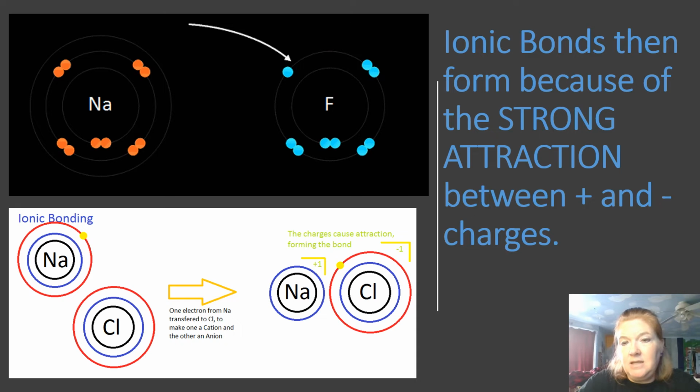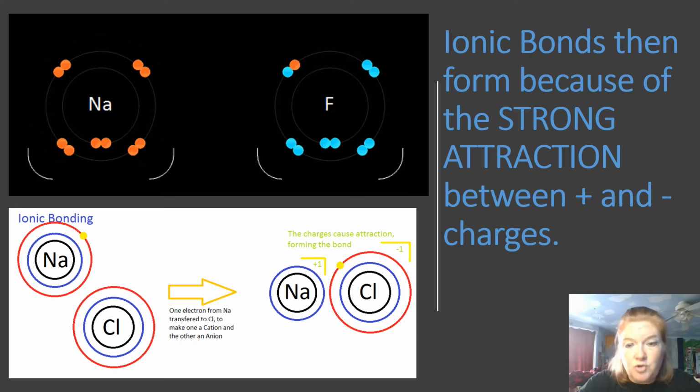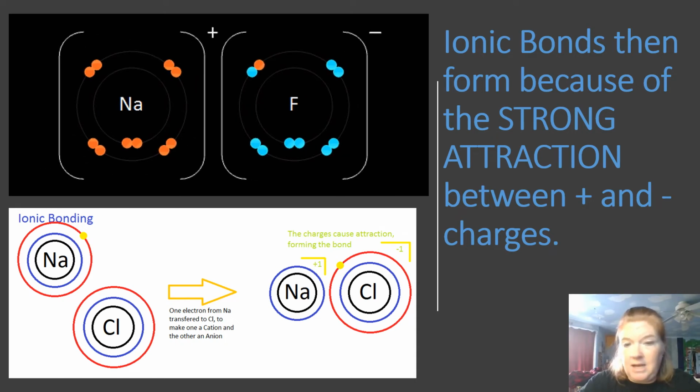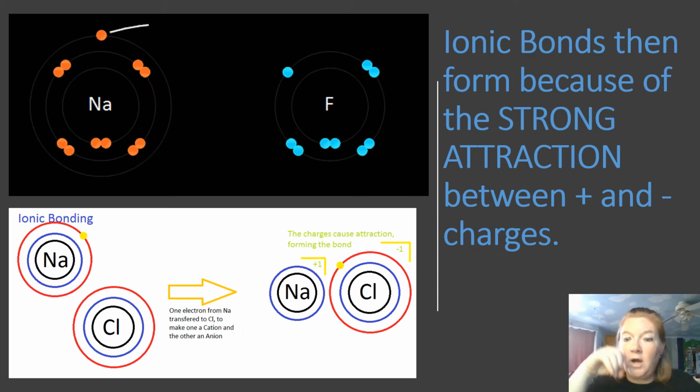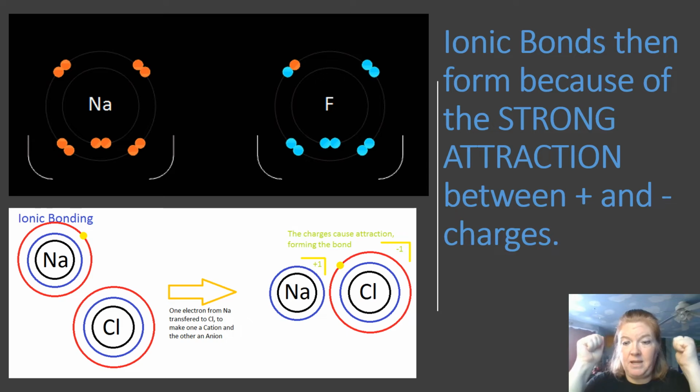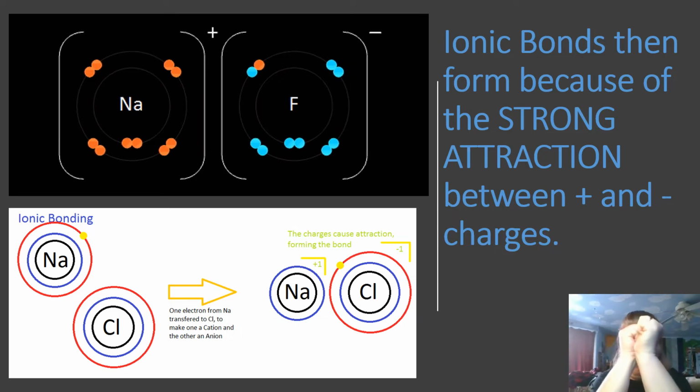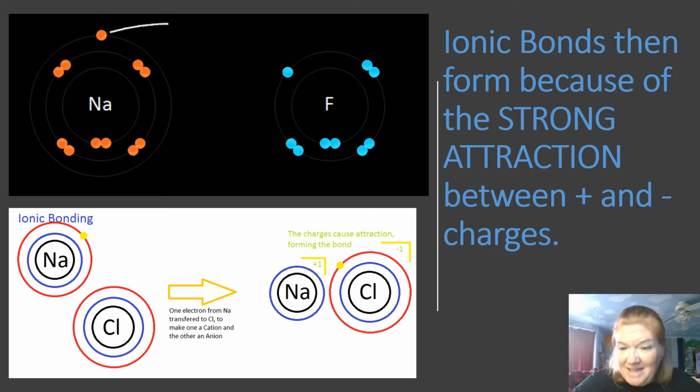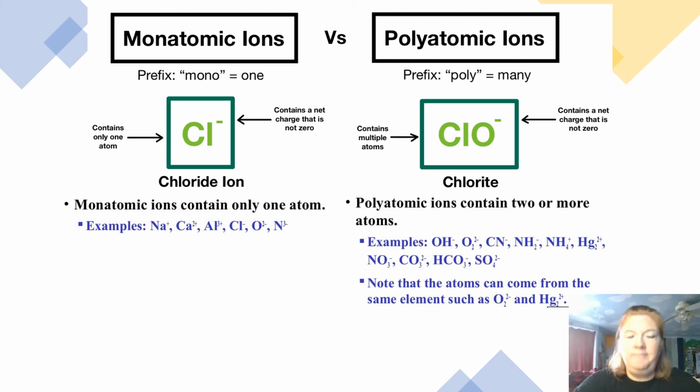Ionic bonds then form because of the strong attraction between positive and negative charges. So one atom lost an electron, became positive. One atom gained an electron, became negative. And now positive and negative attract each other. And that bond is so strong, okay?